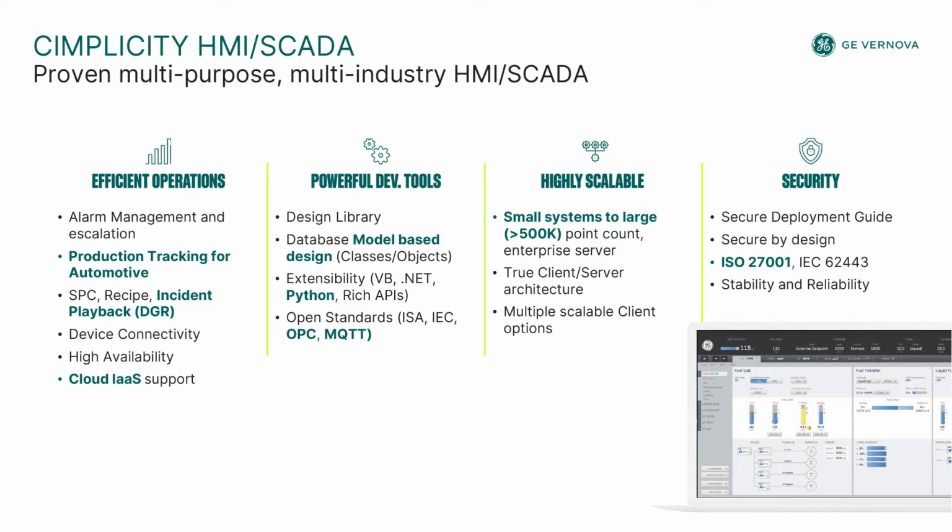It does have a lot of the capabilities you'd expect from a SCADA solution, things like alarming. But we also have capabilities that are unique and help our customers solve their toughest automation problems. We have production tracking for our automotive solutions, an add-on to Simplicity that really helps in the assembly process and tracking units through production. We also have capabilities that are fairly unique, like incident playback.